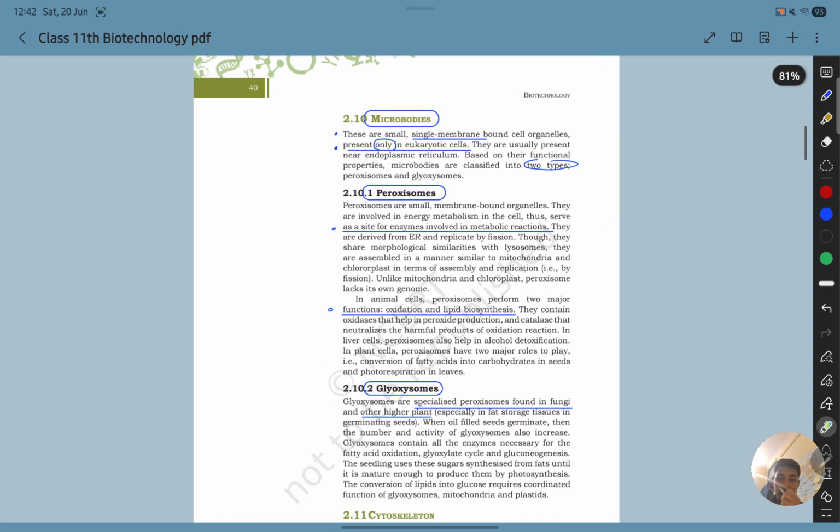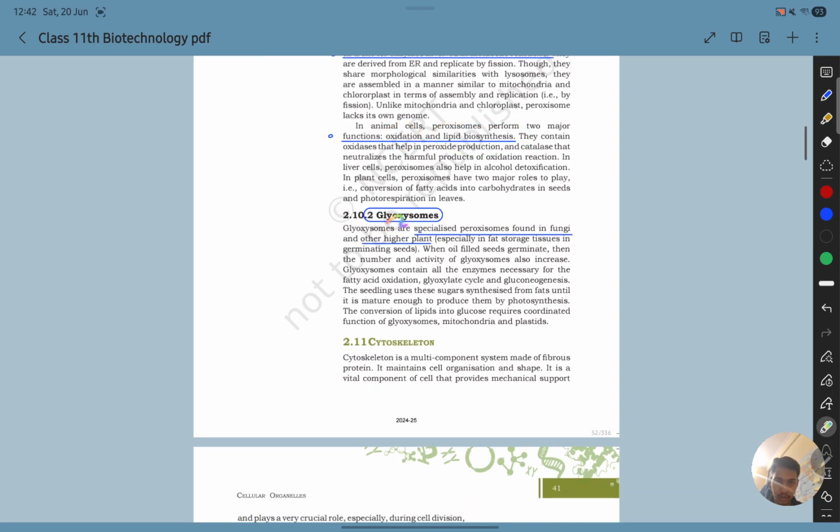The first point, the peroxisomes. They are a site of enzymes where they are involved in metabolic reactions. Simple, it is a site. It is a small organelle which is used as a site for enzymes to be involved in metabolic reactions. Its functions: oxidation and lipid biosynthesis. These are the two major functions.